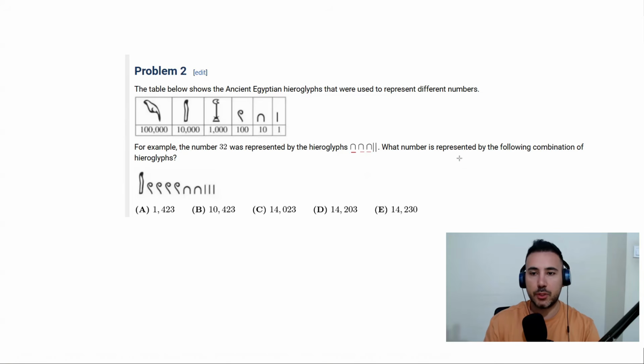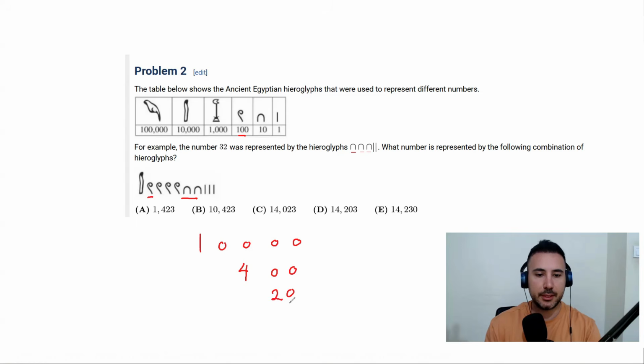Now, what number is represented by the following combination of hieroglyphs? So we just have to go to the table. This shape is 10,000. I'm going to write it here, so 4 zeros. And this is 100. I have 4, and 4 times 100 is 400. I have 2 of this, so 20.